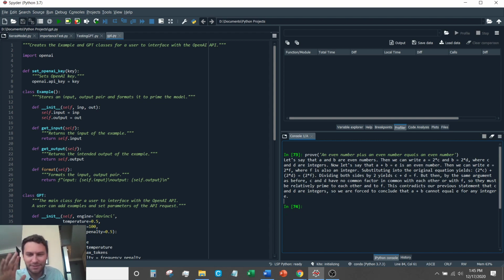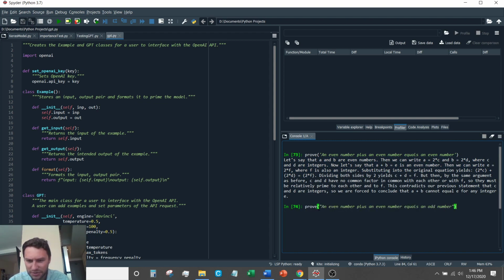Okay, yeah, it was good all along up to the very last sentence there. But we are forced to conclude A and B cannot equal E for any integer E. Yeah, all right, so totally lost it there at the end. But started pretty good on the approach, I'd say. Let's try something a little more complicated.